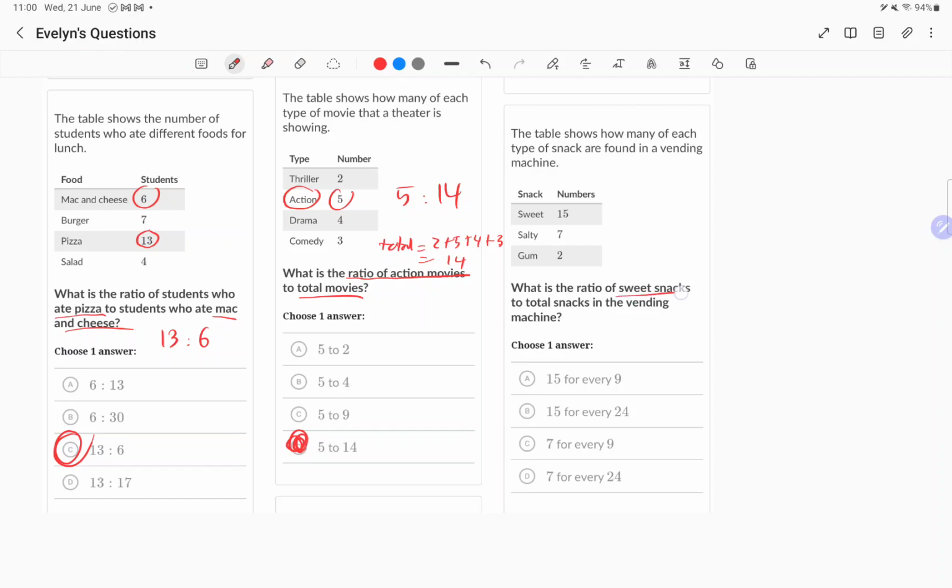So what's the ratio of sweet snacks to total snacks? So we find total first. Total would be 15 plus 7 plus 2. 9 plus 15 is 24. So sweet is 15. Okay, so let's see. Sweet is 15 and total is 24. 15 for every 24 is the answer here, B.